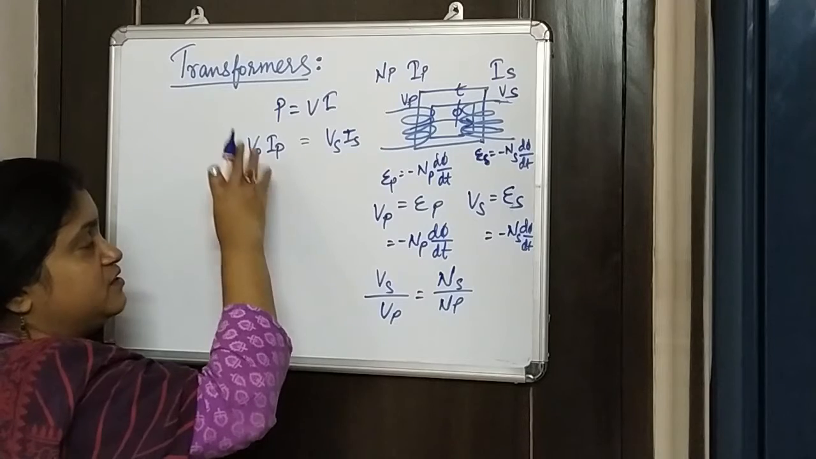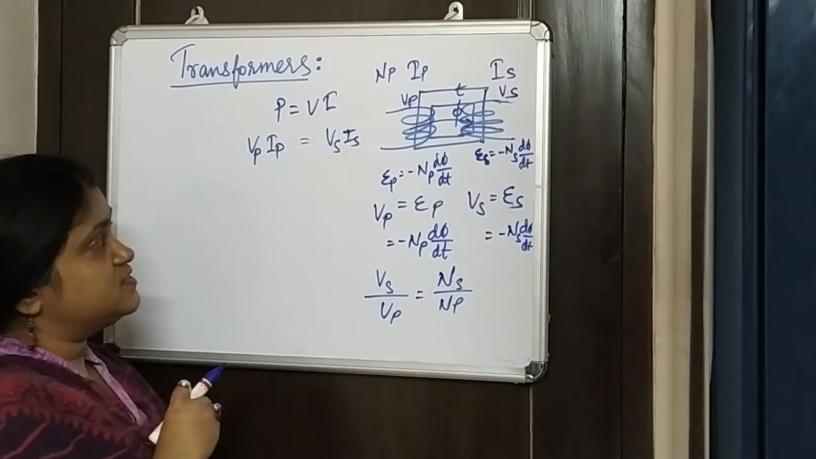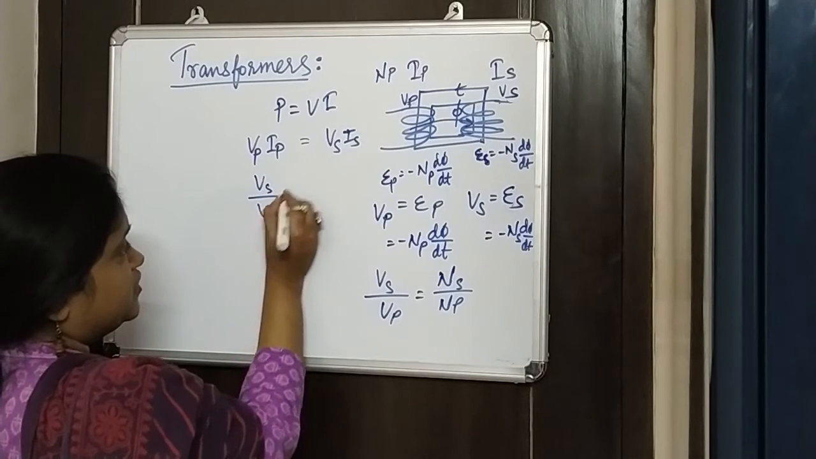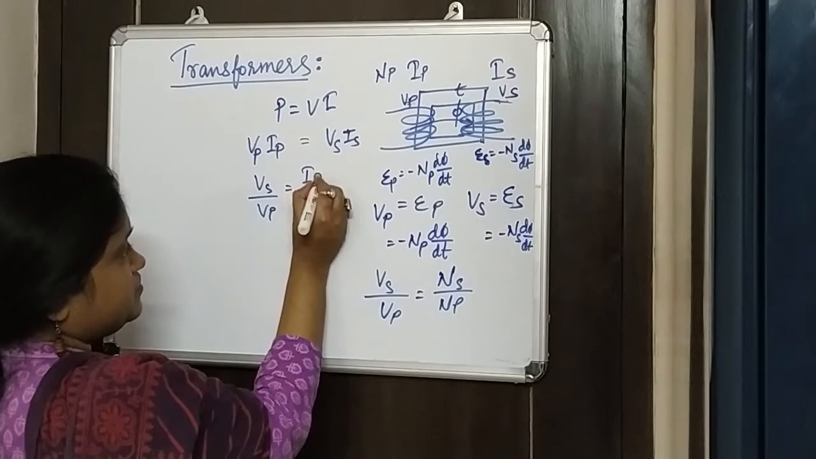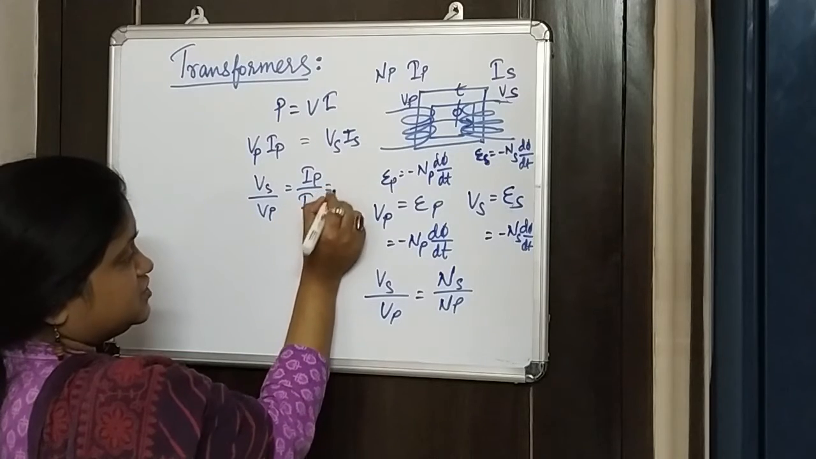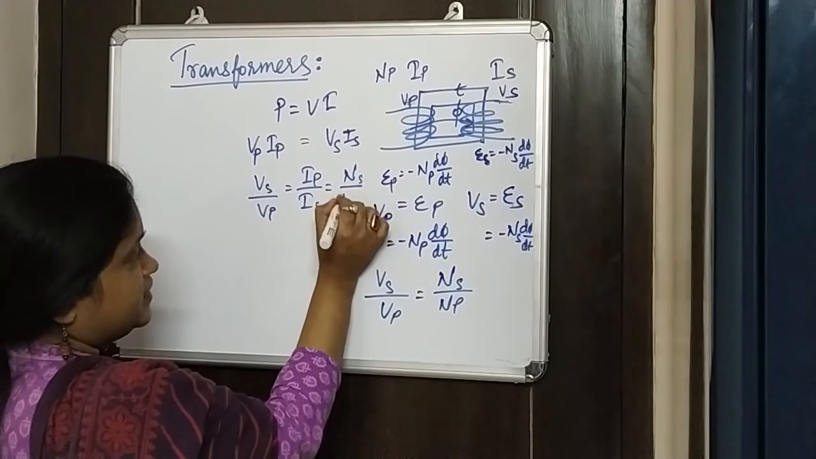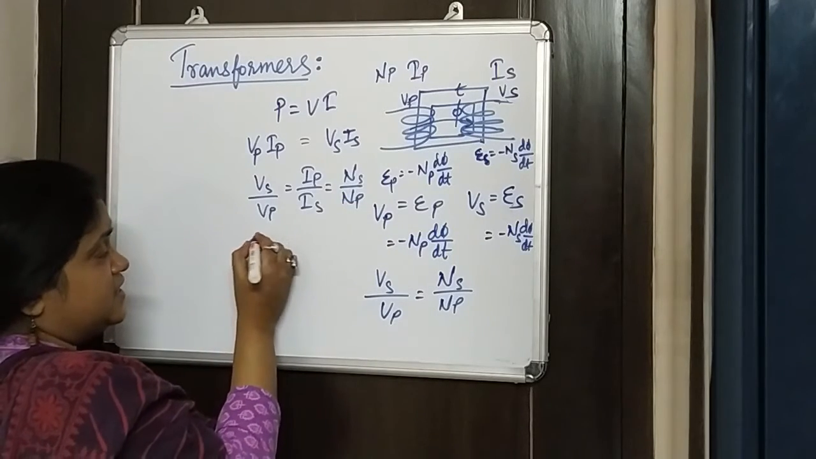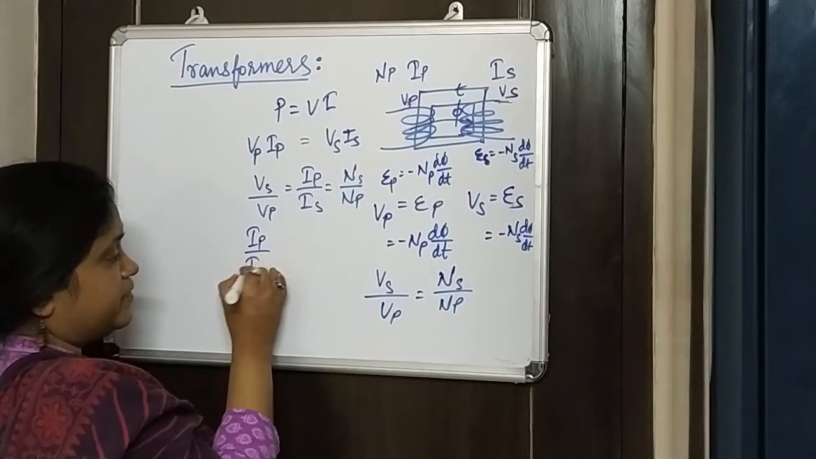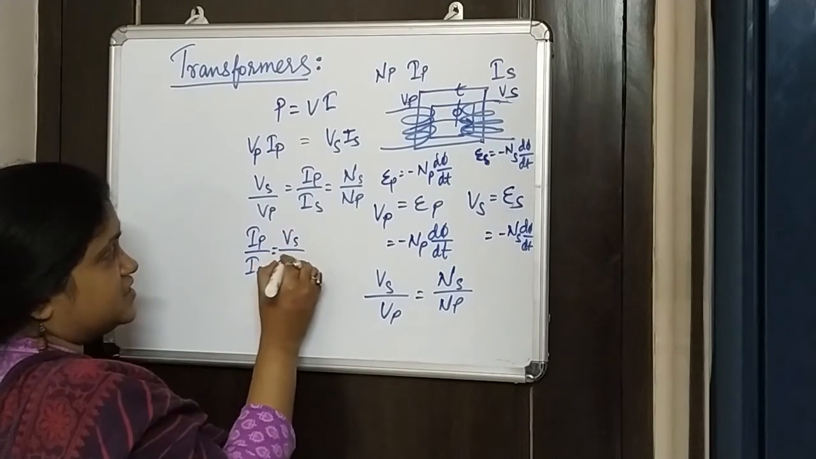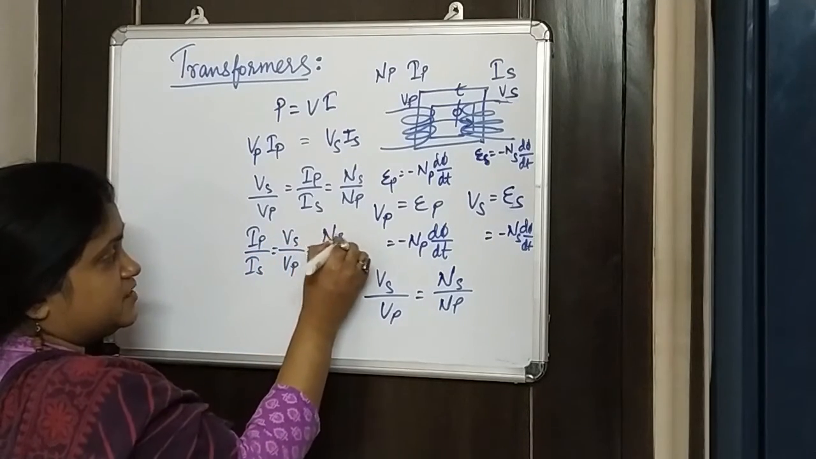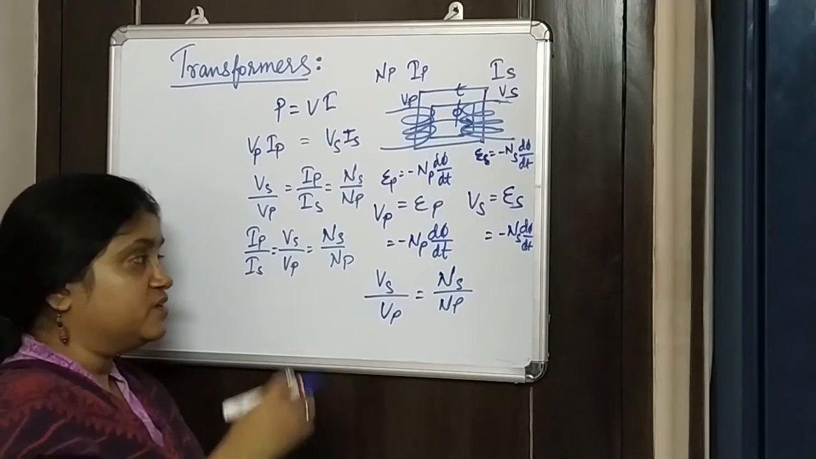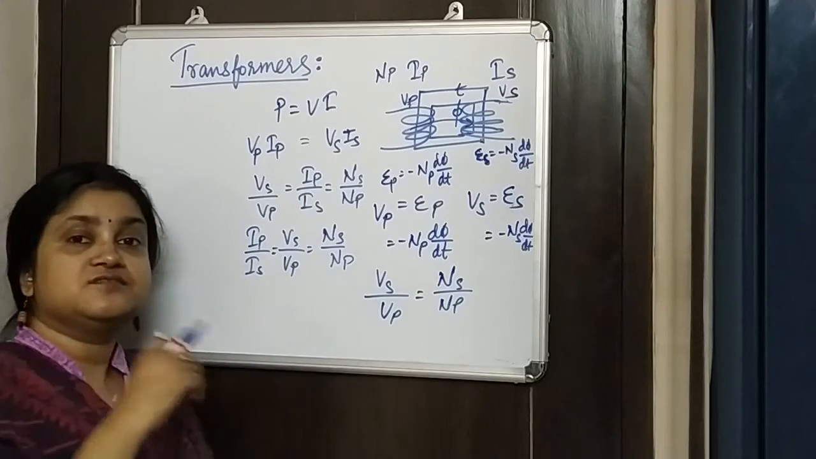So therefore Vp into Ip would be Vs into Is. Then what we see from here, Vs by Vp would actually be Ip by Is, which is nothing but Ns by Np, right? So in other words, we can say that the current Ip by Is is Vs by Vp, which is nothing but Ns by Np. So finally the discussion boils down to this: the number of turns is very important.